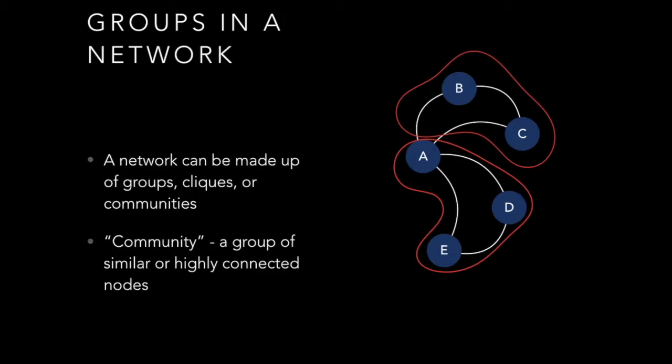So here we have A, D, and E as one community, and B and C as one community, but maybe A, D, and E are one community, and A, B, and C are another community. So the node represented by A may exist in both communities.